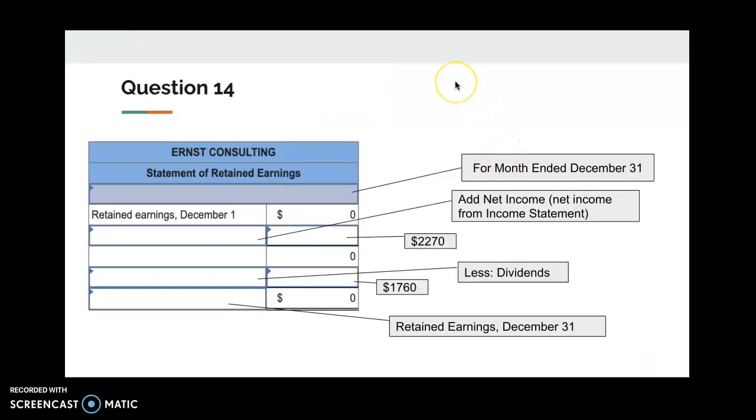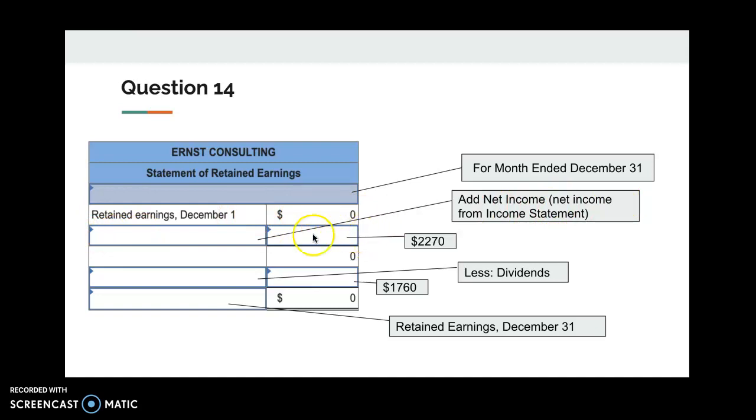Moving on to question 14, we're now dealing with the statement of retained earnings. Similar to the income statement, we're just going to pull things down from it. The statement of retained earnings also deals with a period of time, so for month ended December 31st. The retained earnings is going to show up right here by itself, and then we're going to add the net income from the income statement.